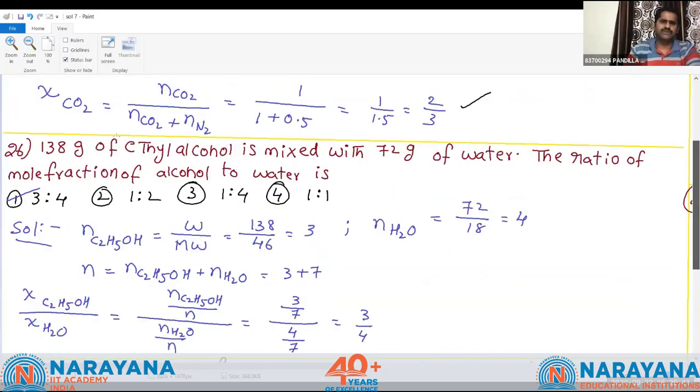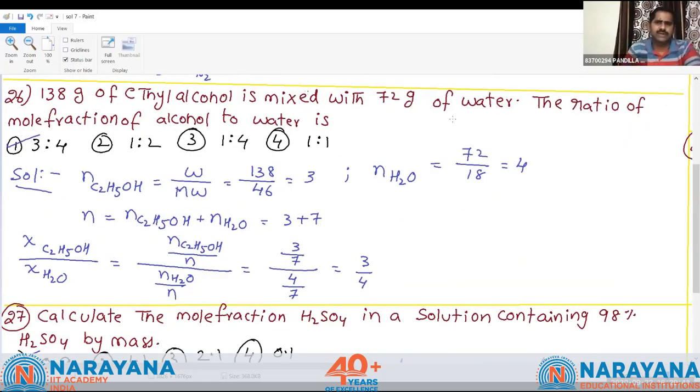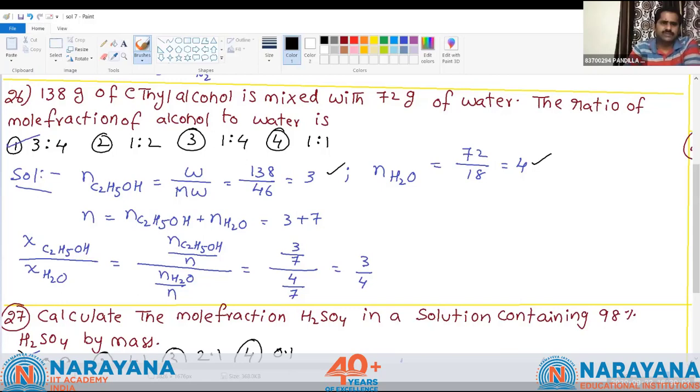Question number 26. 138 grams of ethyl alcohol is mixed with 72 grams of water. The ratio of mole fraction of alcohol to water is? Number of moles of ethyl alcohol is weight by molecular weight, 138 by 46, which is 3. Number of moles of water is 72 by 18, we got 4. Total number of moles is 7. Students, once again observe the formula. He is asking for a ratio: the mole fraction of ethyl alcohol by mole fraction of water, which is 3 by 7 divided by 4 by 7, that is equal to 3 by 4. That is the answer.